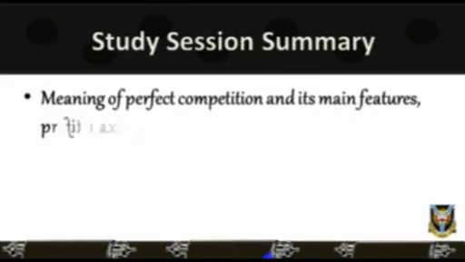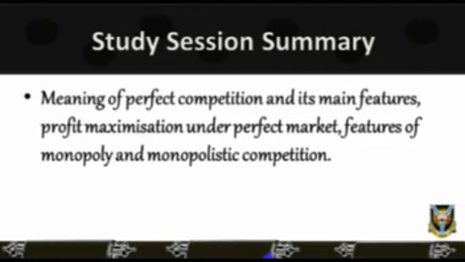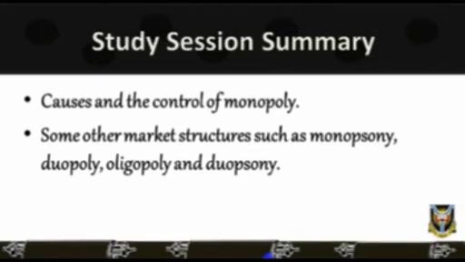Study session summary. In this chapter, we have discussed the meaning of perfect competition and its main features, profit maximization under perfect market, features of monopoly and monopolistic competition. We also examine the causes and the control of monopoly. Lastly, we mentioned some other market structures such as monopsony, duopoly, oligopoly, and duopsony.